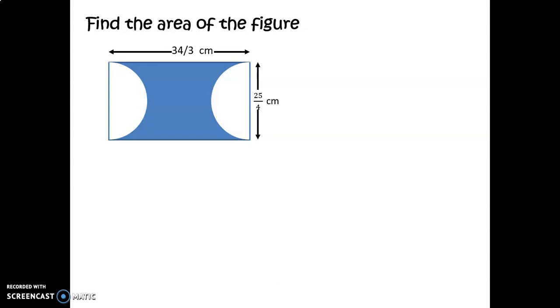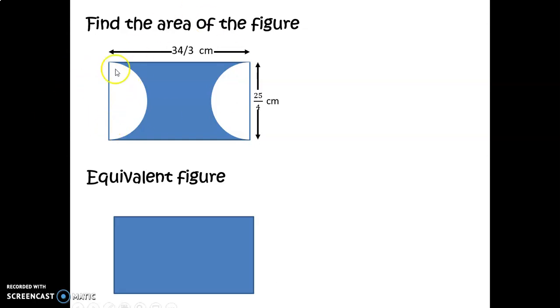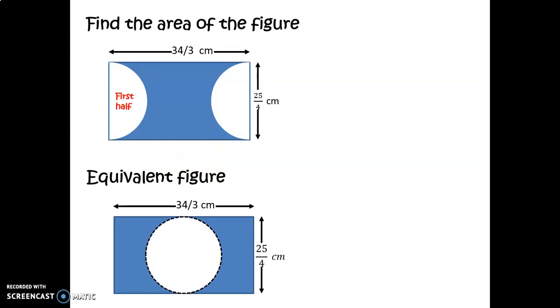I just want you to remember that when we are finding the area of a composite figure or of a shaded figure, what we are going to do to make this easier is to find an equivalent figure. So in that example, we realized that this was a rectangle, which was being taken a complete circle. This part was half of a circle that is represented in here, and this other part was this half of the other circle.